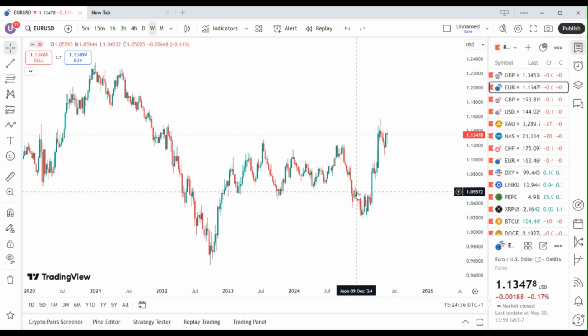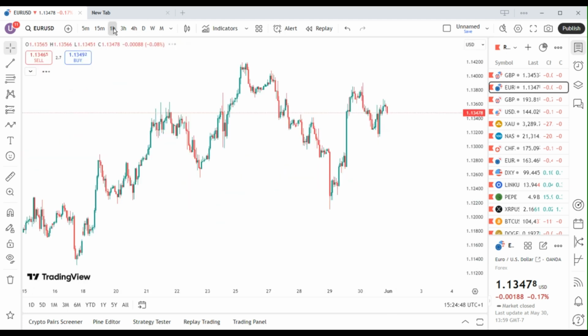All right, so on Eurusd price came into our zone and moved slightly, though we didn't enter this pair because when price came to our zone, we didn't see any change of character towards bullish. Let's have a look at it.